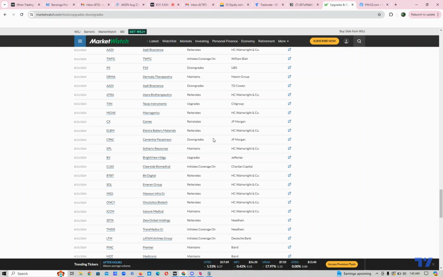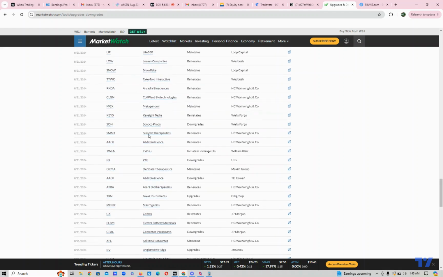If we see a lot of reiterates and upgrades, then we can see that they're setting up for a neutral or bullish kind of day. That's another way to get a gist of what the market is.